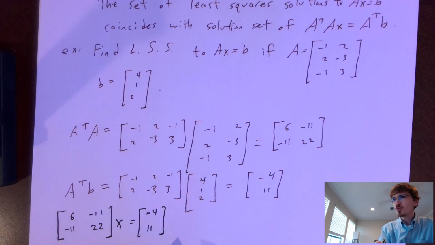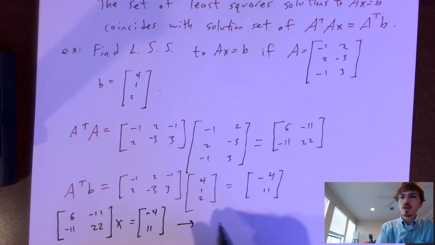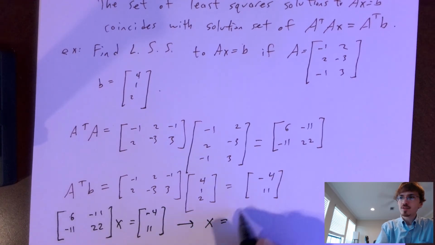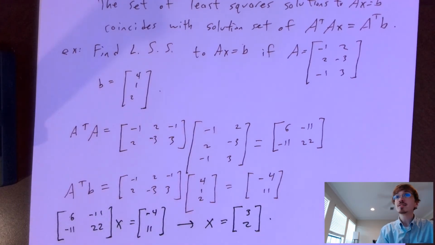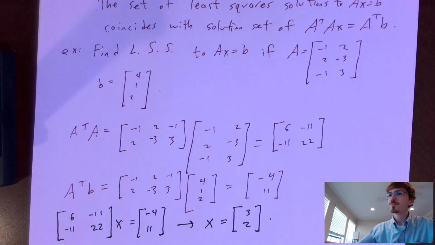How do you solve this? You do row reduction, and you should get that x is equal to the vector 3, 2. And this is the least square solution. Cool. All right.